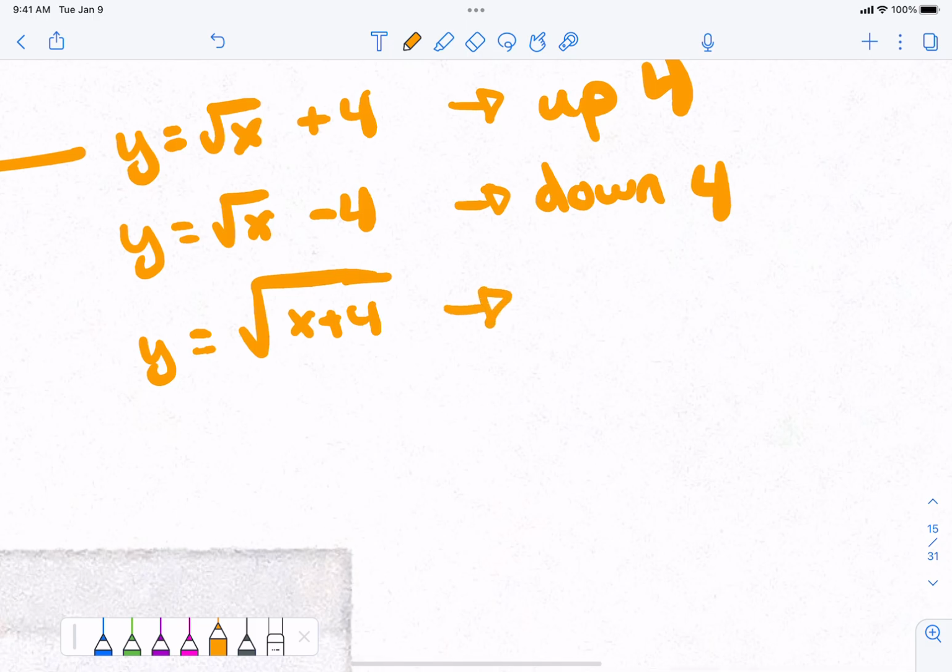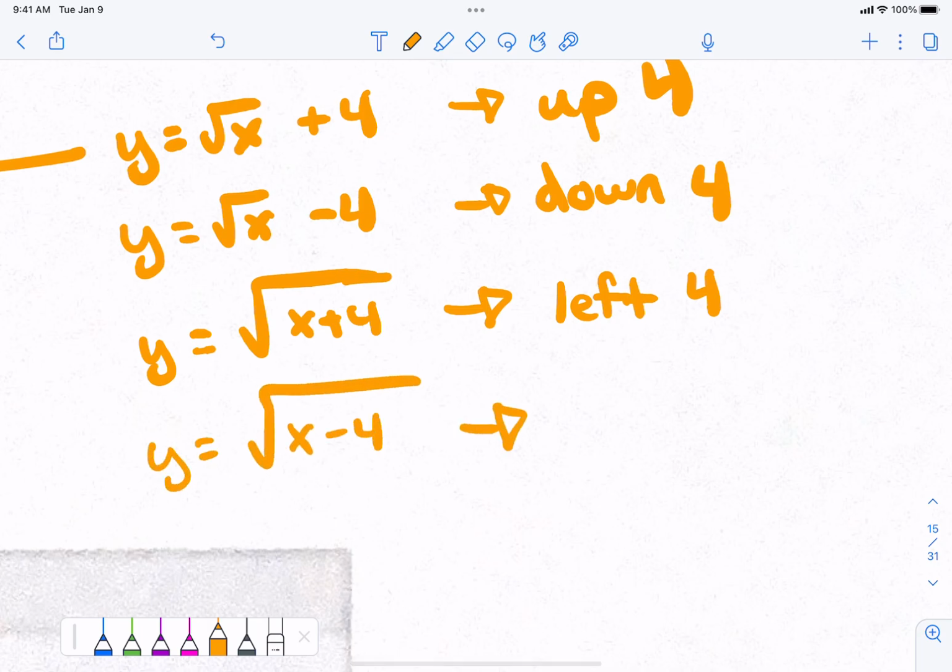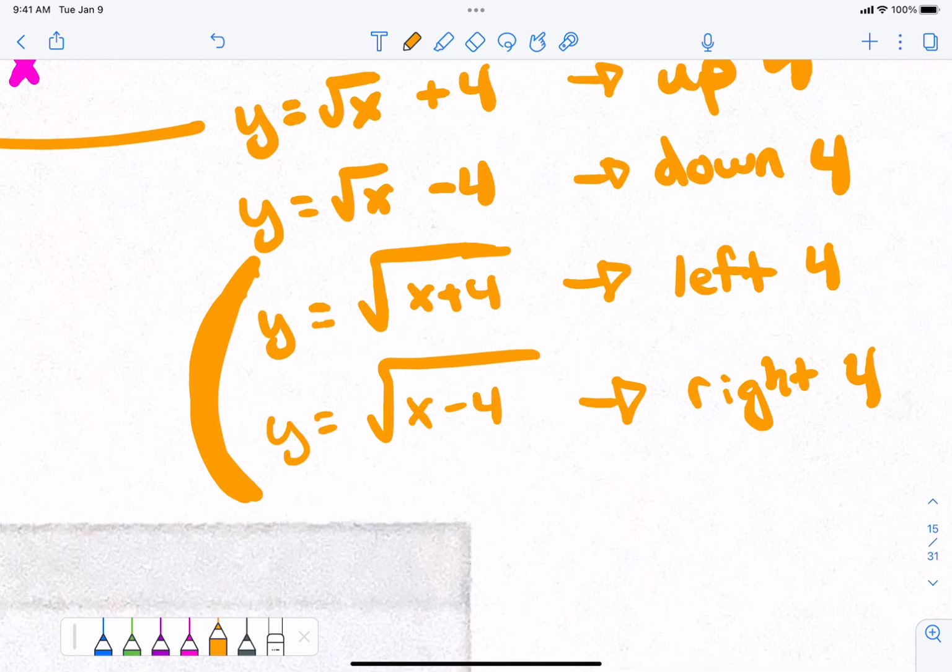That is to the left 4. Remington said it right. That confuses people because plus should mean to the right 4. This is to the right 4. So when you're doing the ones where the numbers are underneath of the square root, you use the opposite sign. Do you remember me talking about that? The opposite sign. So plus actually means left, minus means right.